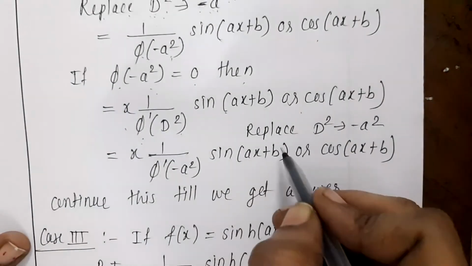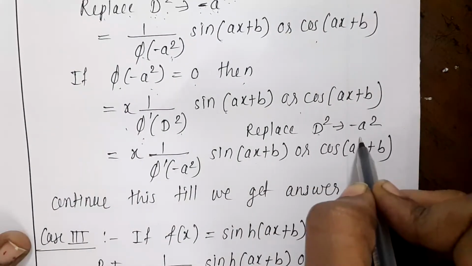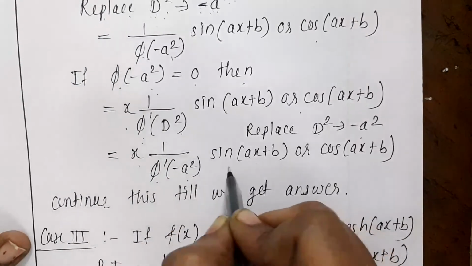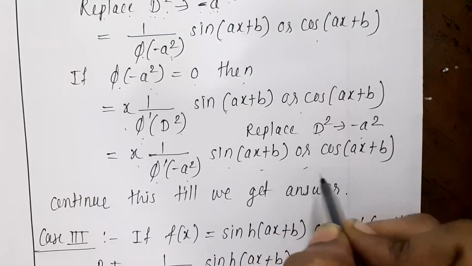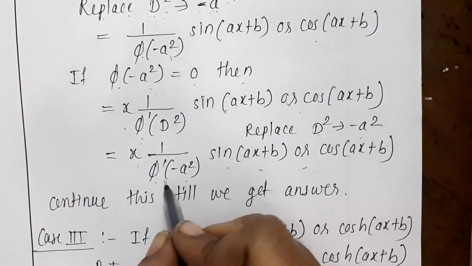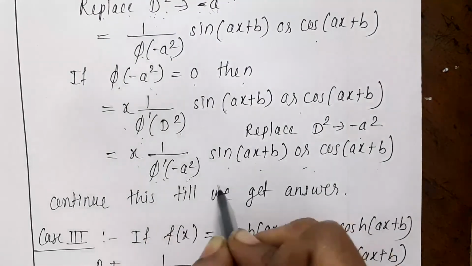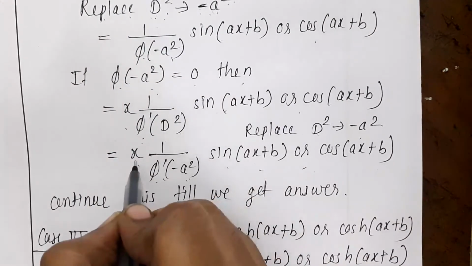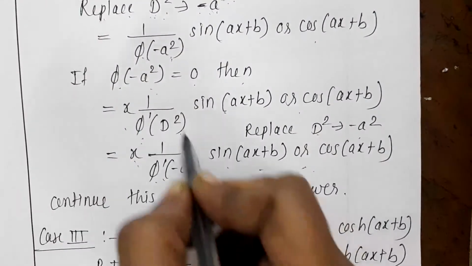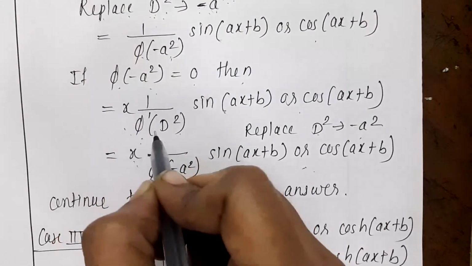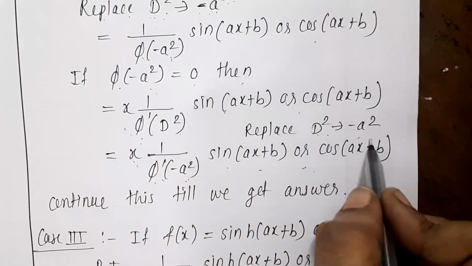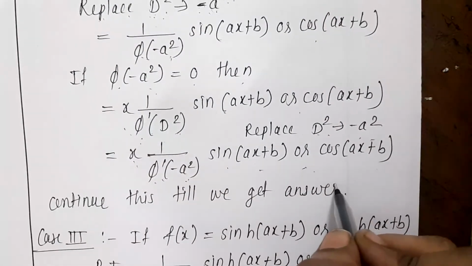Again repeat the procedure, again replace D square by minus a square. So it is x into 1 upon phi dash of minus a square into sine of ax plus b or cos of ax plus b. Next, if this phi dash of minus a square is equal to 0, then again multiply it by x, so it becomes x square, and find the derivative of phi dash of D square, which is phi double dash of D square, and again replace D square by minus a square. So continue this procedure till we get the answer.